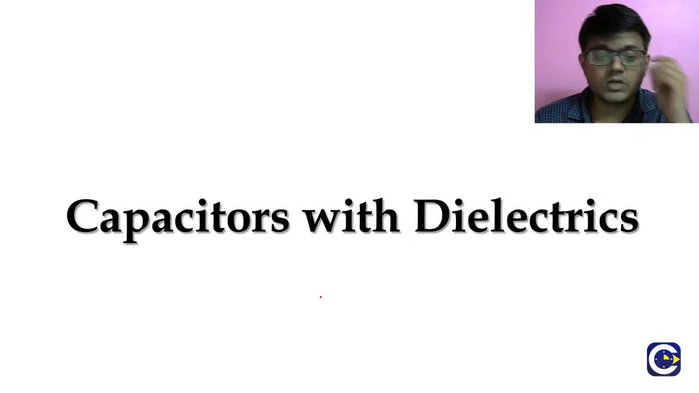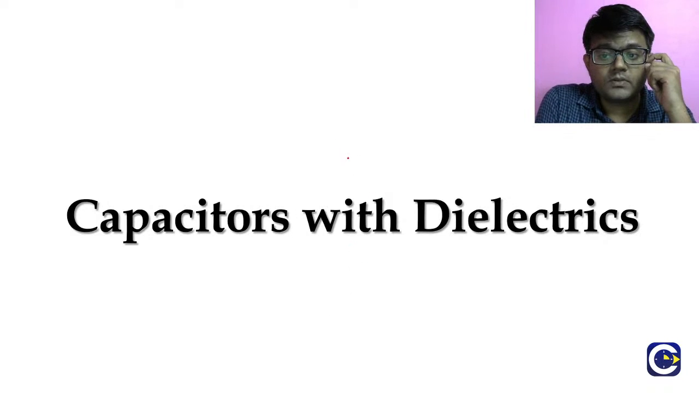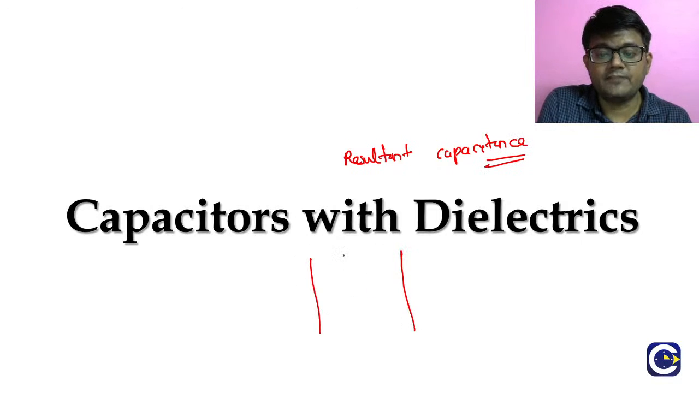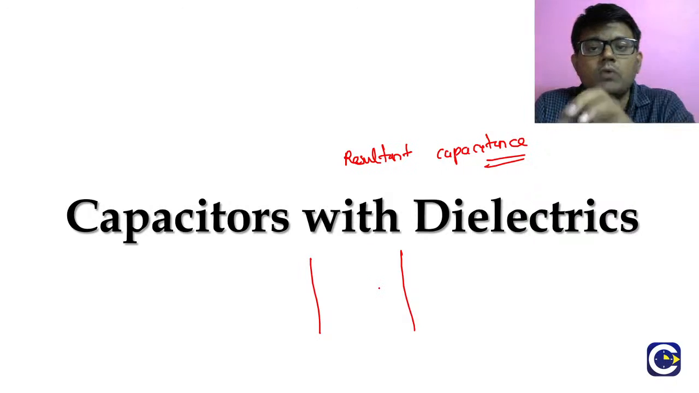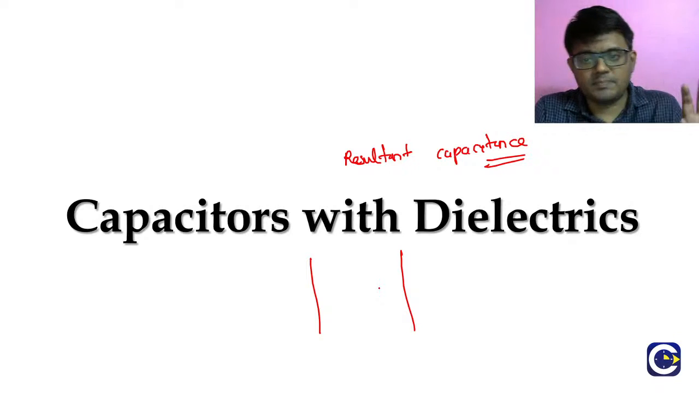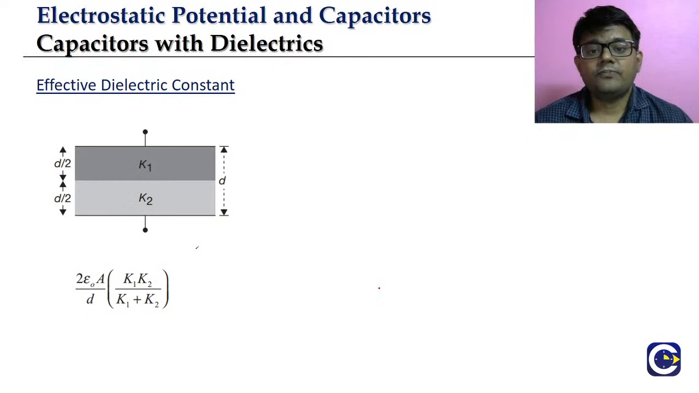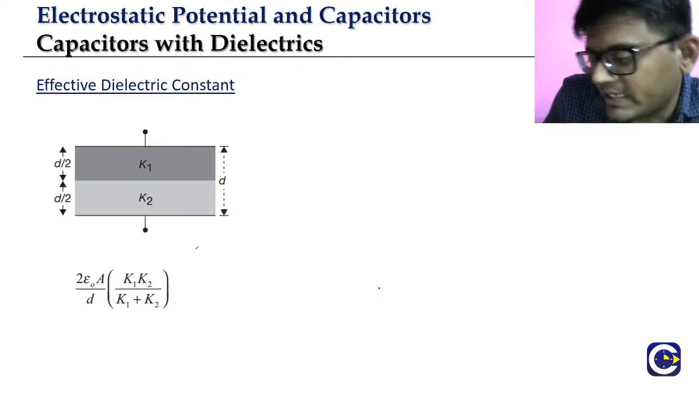As already we have talked about how to calculate the resultant capacitance. If you are filling up the space between the two plates by different mediums, how do we calculate the equivalent or resultant capacitance? We already covered that in session 15. So today we'll start with the idea of what is the effective dielectric constant.